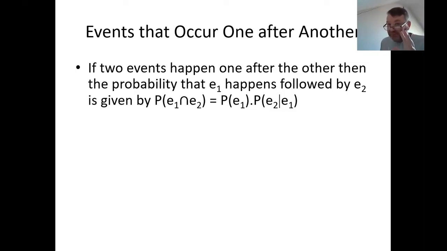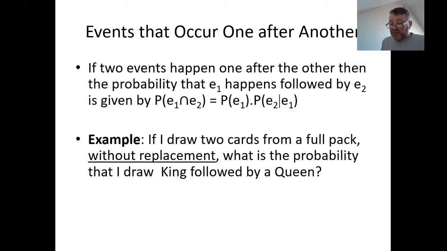Now again, this will make sense when we do the questions. So if I draw 2 cards from a full pack without replacement, what is the probability that I draw a king followed by a queen? Now we're doing it without, I've underlined without replacement for a reason, because that means that first of all, if I draw a king, let's just work out the probability. It's going to be a probability of a king. So that's going to be 4 out of 52. So that's the P of the king.